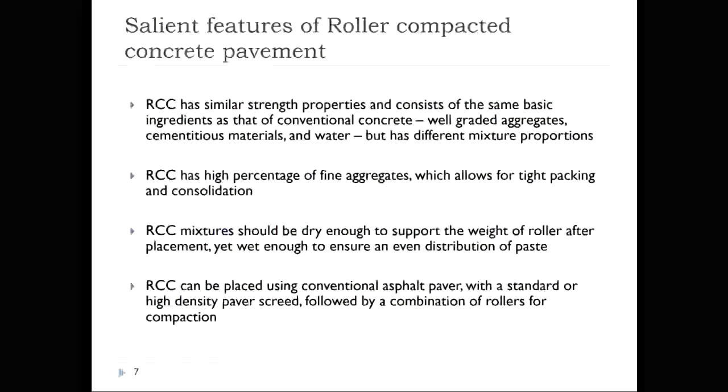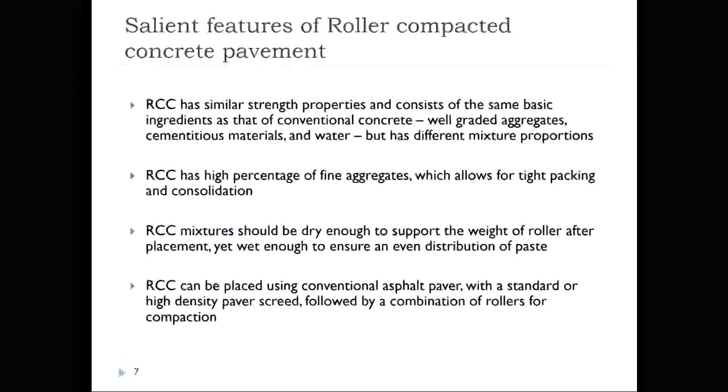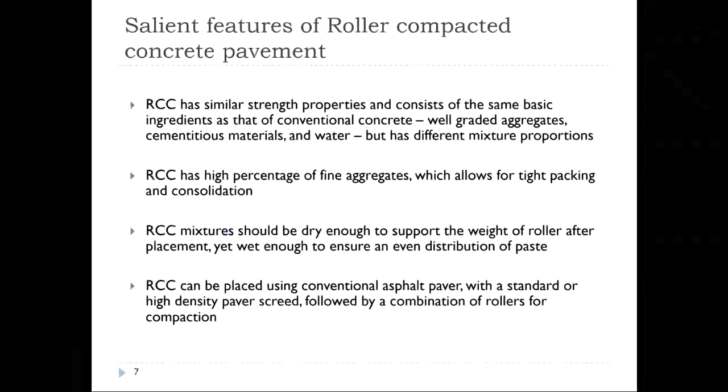Now, this is what I have written here. The roller compacted concrete pavements have similar strength properties and consist of basic ingredients as that of conventional concrete: well-graded aggregates, cementitious materials and water, but have different mix proportions. Now, in comparison with our conventional concrete, RCC has a higher percentage of fine aggregates. Now, this will allow tighter packing and consolidation.